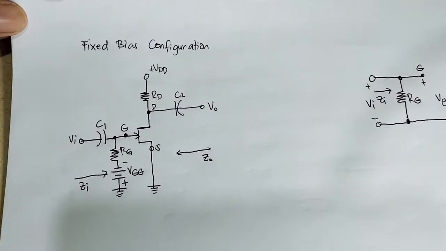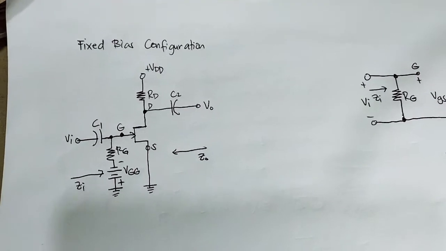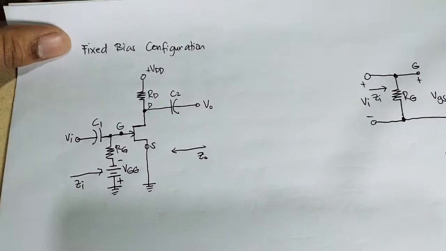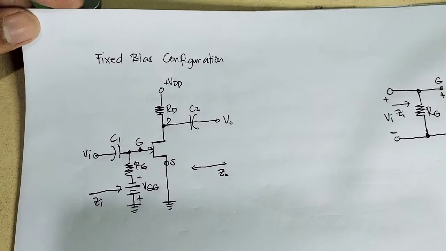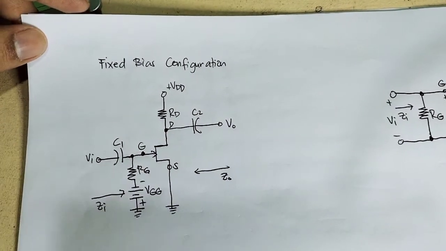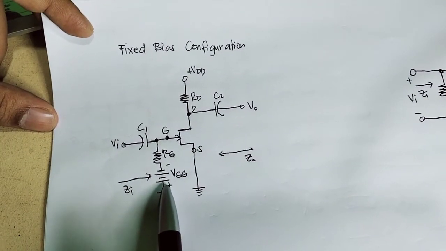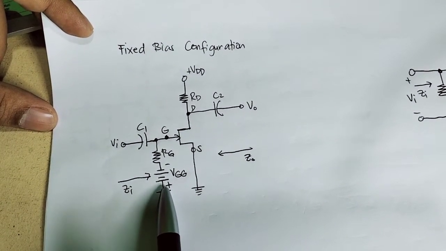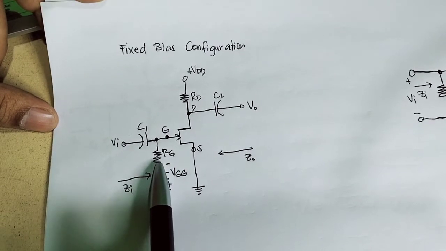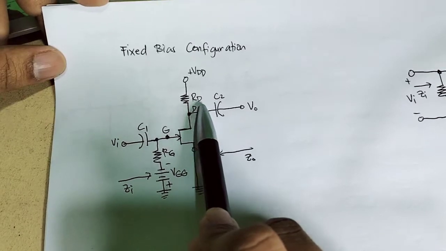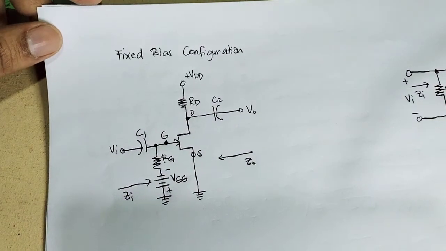Okay, let's go to the fixed bias configuration. So applying the JFET AC equivalent model to this configuration, as you can see in your Electronics 1, a fixed bias configuration of a JFET has a voltage source, a DC source V GG, and then there's an R G resistor, and it has the drain resistor. So this is a fixed bias configuration.